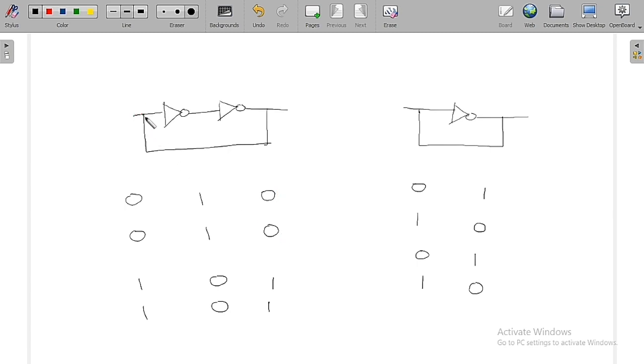Suppose I give input as 1 here, then what is going to happen? Here it will be 0, here it will be 1. Again 1 comes here, again 0, again 1. So here 1 will be there for all the time. I am showing this here. If input is 1, here 0, again 1, again 1 came here, again 0, again 1. So for all the time we are going to get a stable state of 1 also. So if you give input as 0, the output is always 0, and if you give input as 1, the output is always 1.